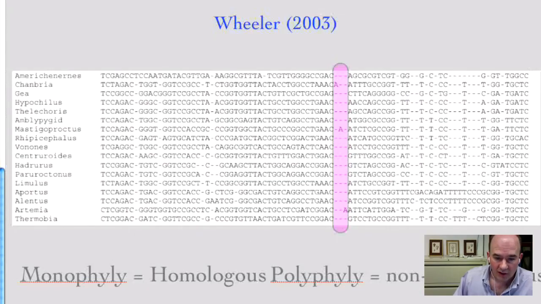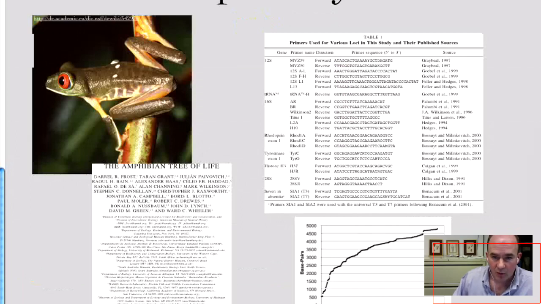Now, I want to just finish up briefly with another exhortation for how we really need to use these techniques. And here's an example analysis. This was Frost et al. 2006, the Amphibian Tree of Life paper, a humongous paper. And in this data set, there were 532 terminal taxa, all sorts of amphibians.